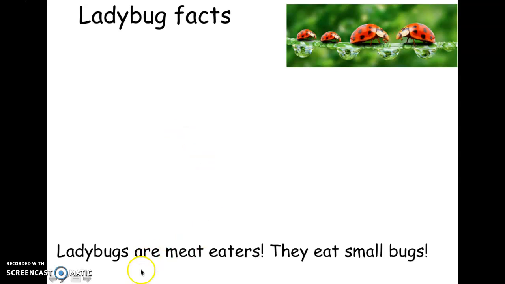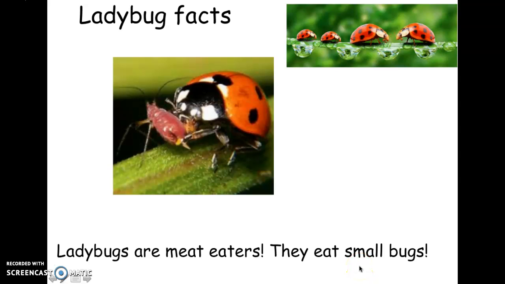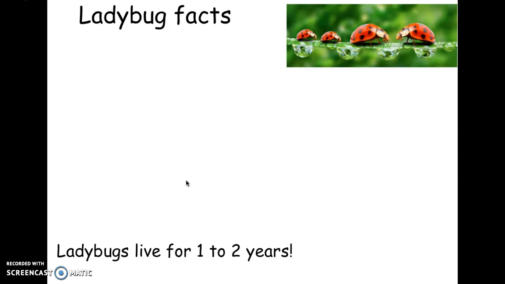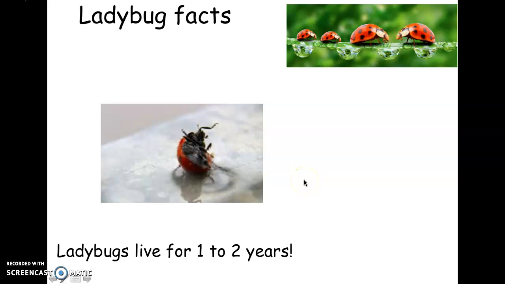All right. Ladybugs are meat eaters. They eat small bugs. Ooh. Yes, ladybugs like to eat meat. But sometimes they eat plants, but mostly they like to eat meat. Ooh, yucky. Ladybugs live for 1 to 2 years. That's not very long. Yes, they die after 2 years. Uh-oh. So they only live for 1 to 2 years.